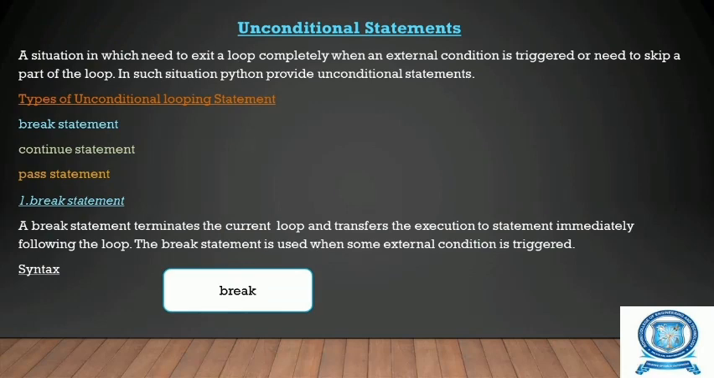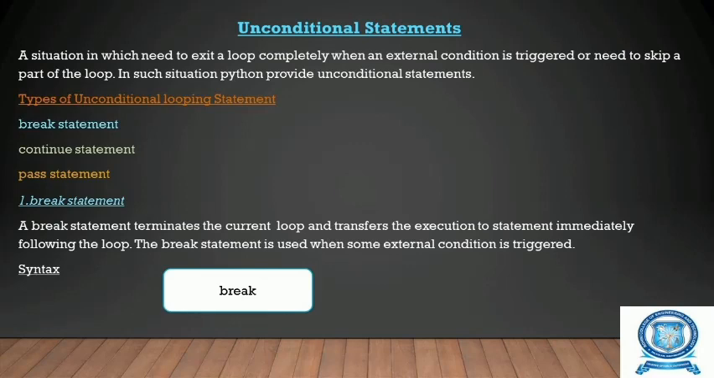These unconditional statements are used in a situation where we need to exit the loop completely when an external condition is triggered, or need to skip a part of the loop. Okay. In such situations, Python provides unconditional statements. The types of unconditional looping statements are the break statement, continue statement and pass statement.